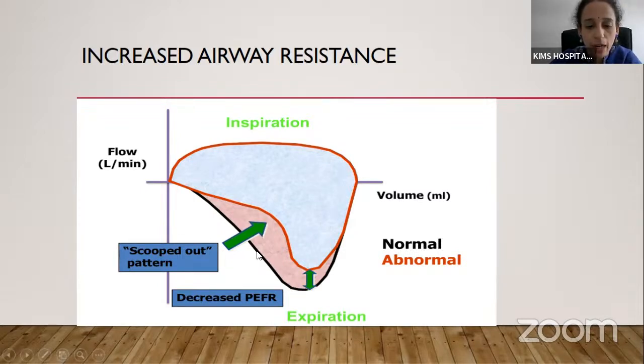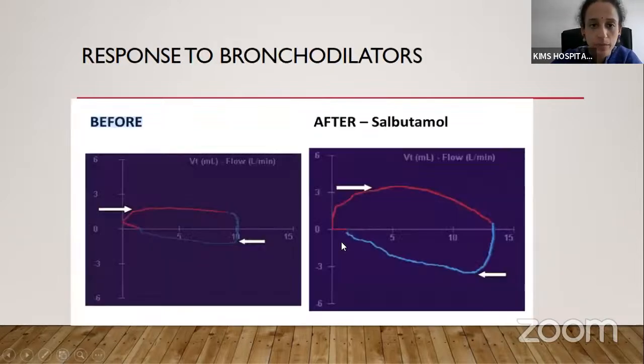So this part is normal. The black line, if the expiratory limb is like this, it is normal. The scooped out appearance is abnormal. It shows the decreased PEFR. So here the expiratory flow is very minimal. Once we have given the bronchodilators, then the expiratory flow increases. This is the response we can see after the bronchodilators.